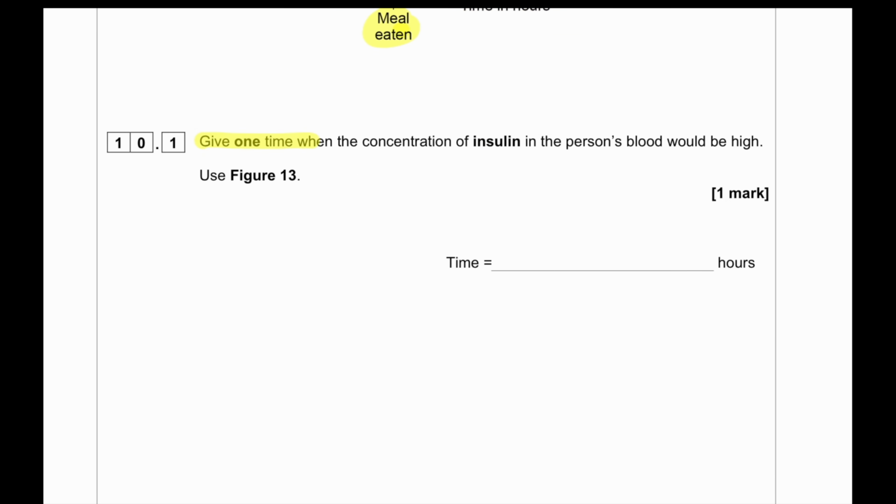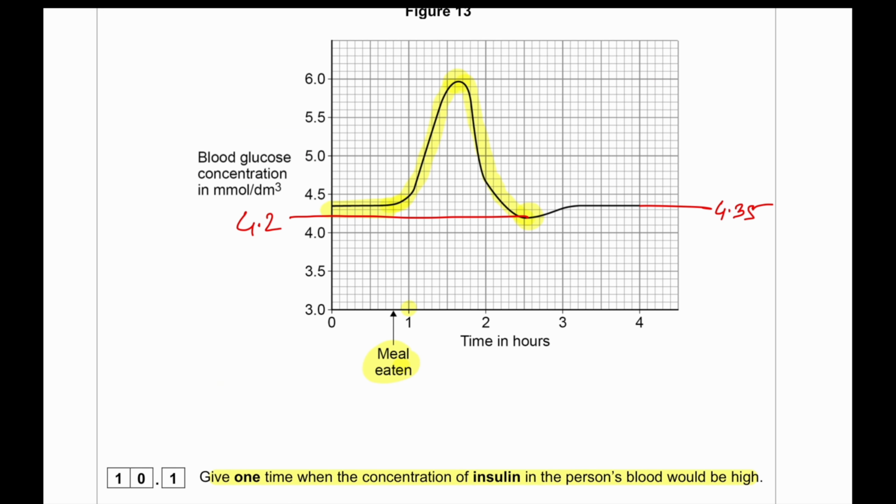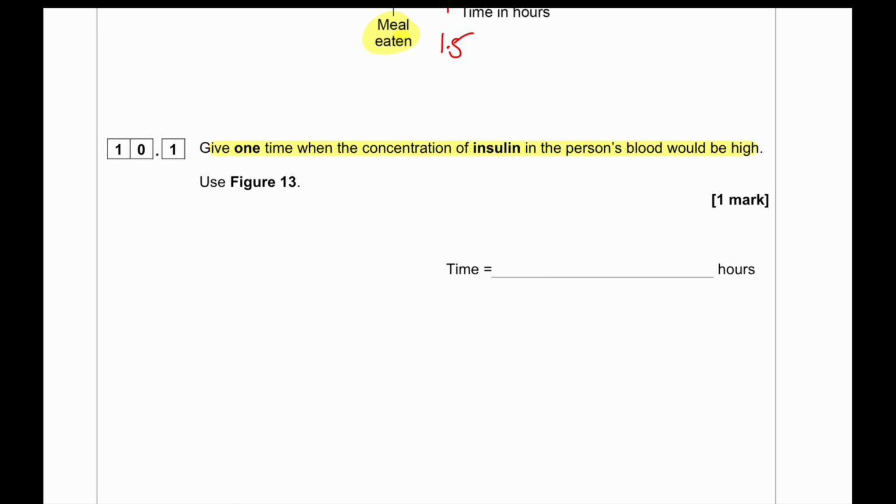Back again. Give one time when the concentration of insulin in the person's blood would be high. So insulin in the person's blood will be high, obviously, when it reaches between 1 and 1.5 hours. So we can say at 1.5 hours, because at this point, the blood glucose concentration is the highest.